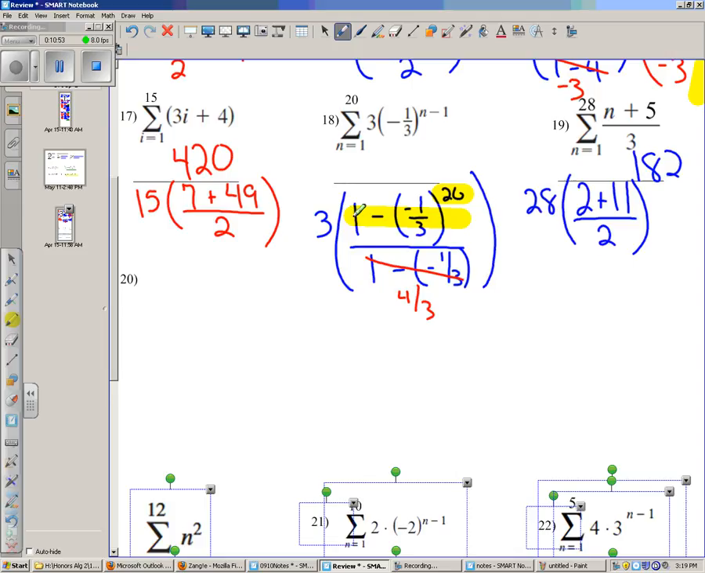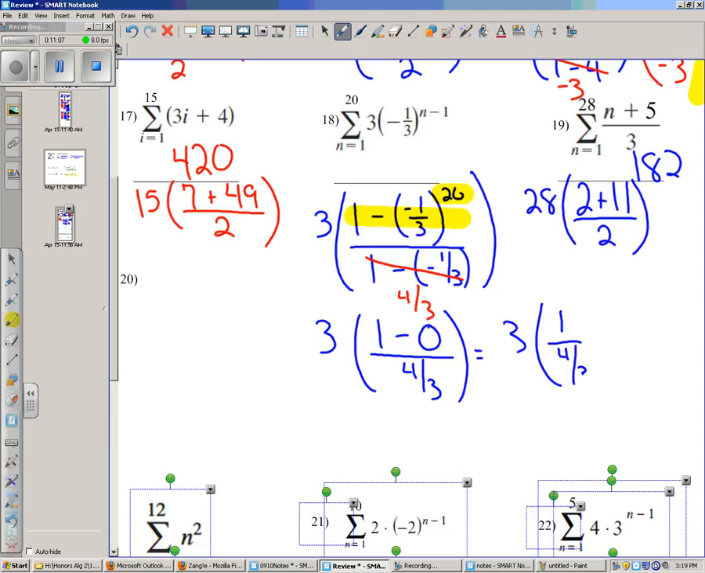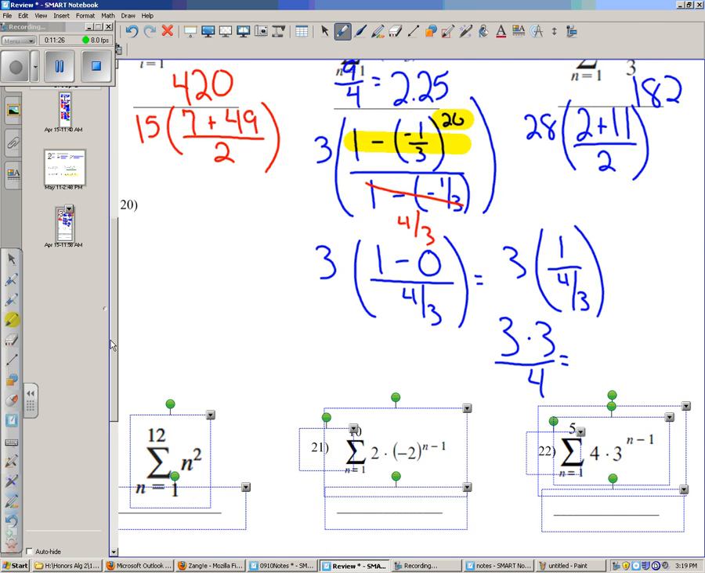So as far as the outside goes, I still have 3. In my numerator, I have 1 minus an amount which is practically 0 over 4/3. So basically that ends up as 3 times 1 over 4/3, which if I just multiply by the reciprocal becomes 3 times 3 over 4. And when I'm done, I could have 9/4 as my answer. If you want to put it as a decimal, that's great too. It's about 2.25.